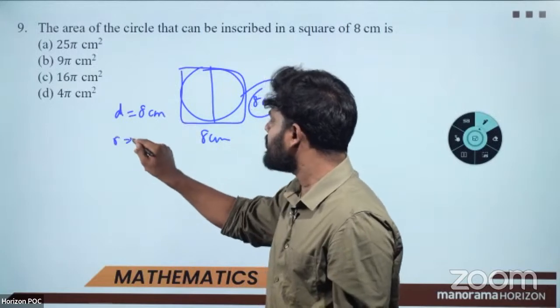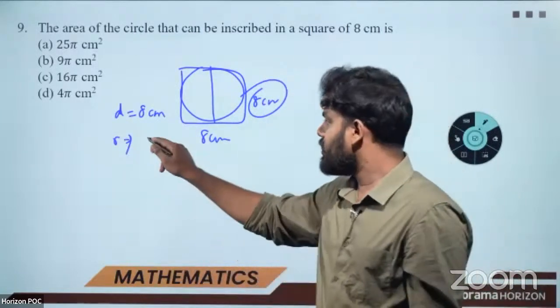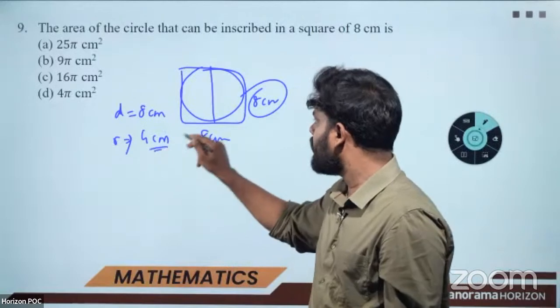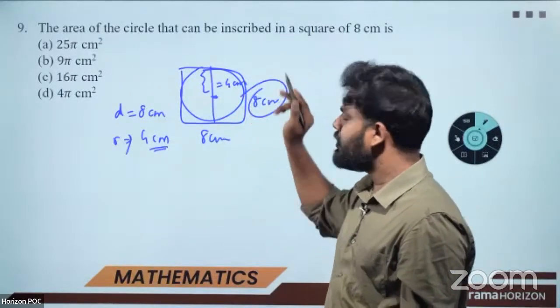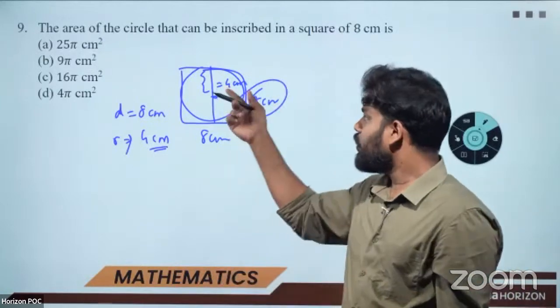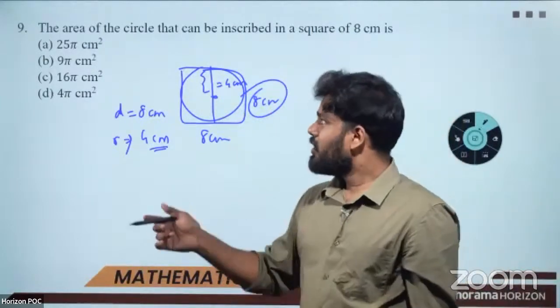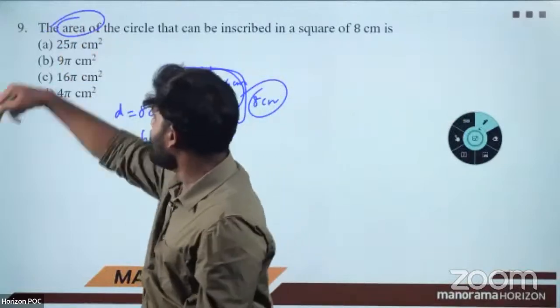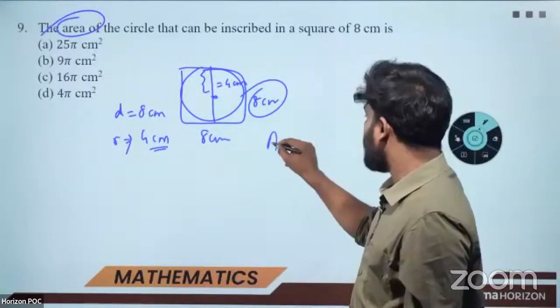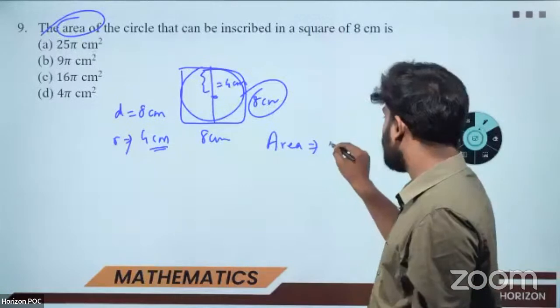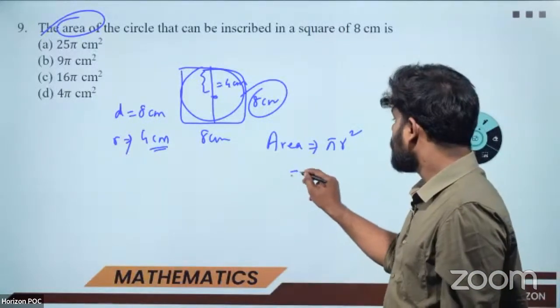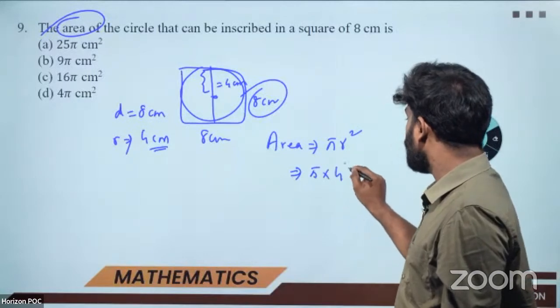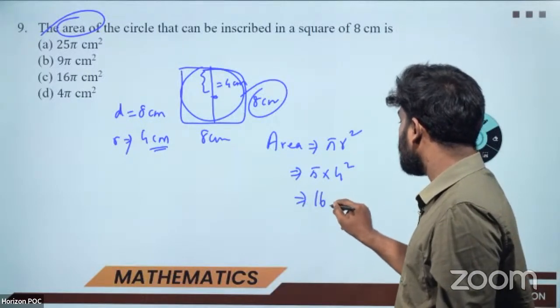Now, what about the radius of that circle? The diameter is 8, so the radius will definitely be half of that, that is 4 centimeters. So the radius will be equal to 4 centimeters. No doubt? Now they are asking us to find the area of the circle. Simple, right? To find the area of the circle, just use the formula pi r square. Pi into r square is pi into 4 square, or you get 16 pi.